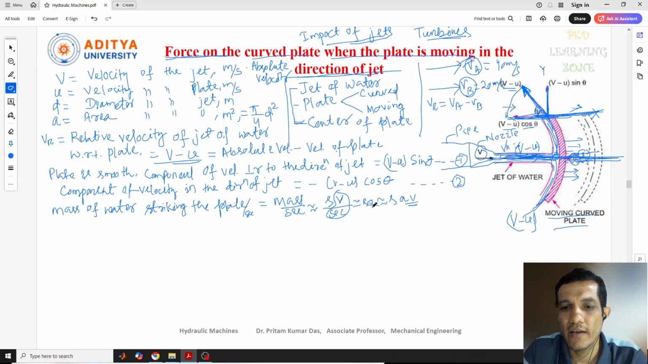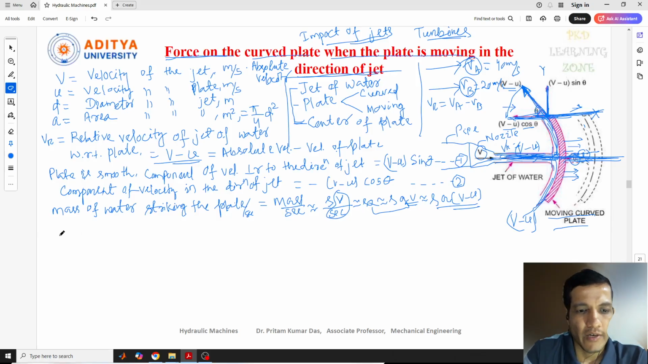Now here Q equals A v, we know that. What is the velocity here? The velocity is, here we have considered rho A (v minus u), the velocity at which the jet strikes the plate, that is v minus u. So this is the mass of water striking the plate per second. Now we can find out the force exerted by the jet.